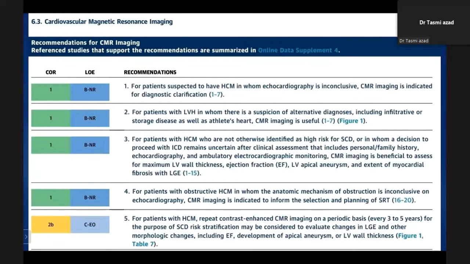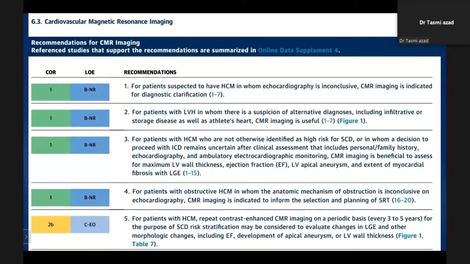Another class 1 indication they repeat is if we are in doubt whether it is hypertrophic cardiomyopathy or there is an alternative diagnosis. In the second slide we already saw that there are infiltrative diseases like Anderson-Fabry disease, storage diseases like glycogen storage disease, or athlete's heart. These may produce a diagnostic dilemma in the diagnosis of hypertrophic cardiomyopathy. So in that case, cardiac MRI is definitely helpful.